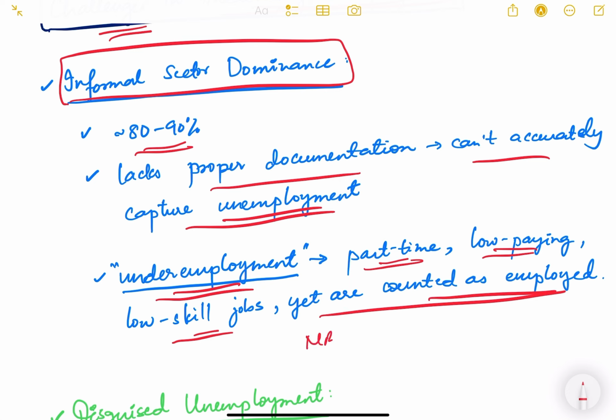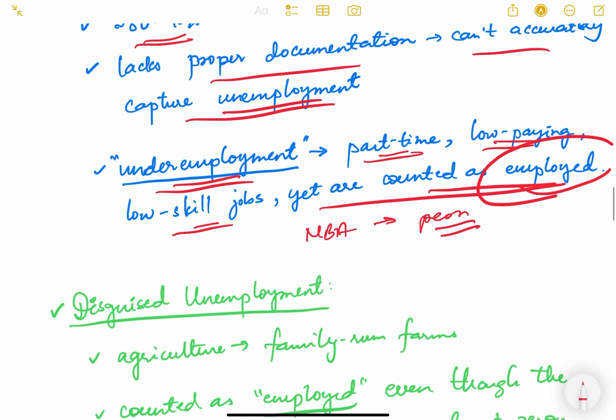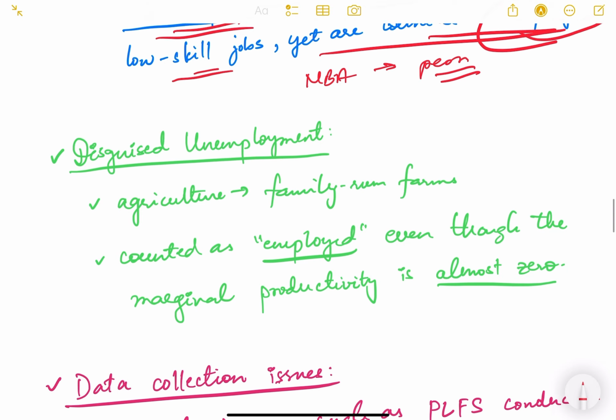For example, an MBA graduate is working as, say, a peon. So basically he is underemployed, and still he will be counted as employed, because our question is whether you are working or not. What you are working as, we don't ask that. So that is one challenge. It is not a very accurate measure basically.